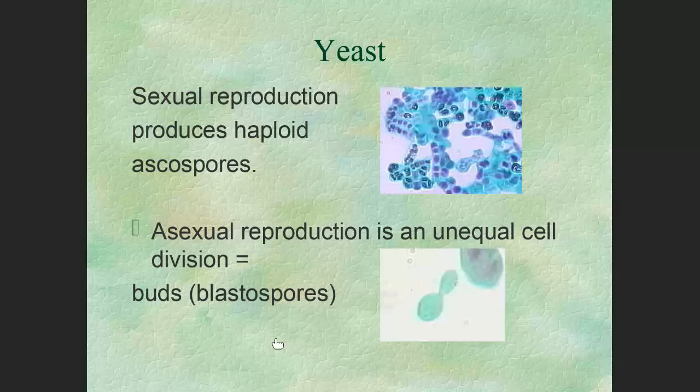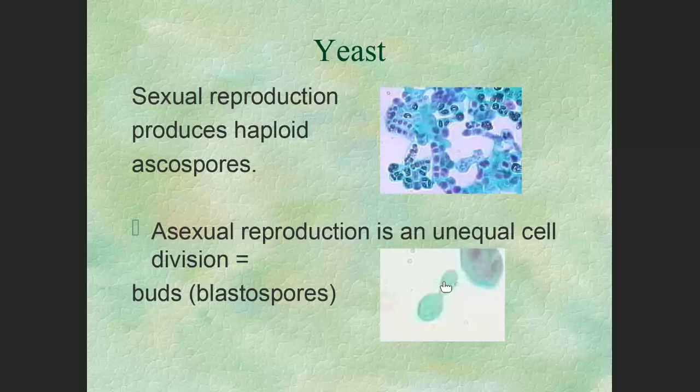Technically, it's a blastospore, but we'll just call it a bud. Eventually, the bud is going to reach full size. But during the initial formation, the unequal cell division, the original cell remains large, and then a smaller cell buds from it. So this is all asexual.